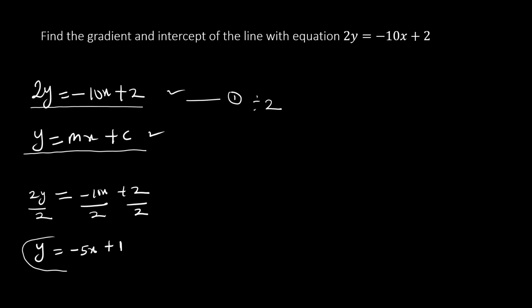Now, this equation looks like the equation of a straight line. And we can say, as we had in the previous tutorial, that m equals negative 5 and c equals 1. m is the gradient, while c is the intercept.